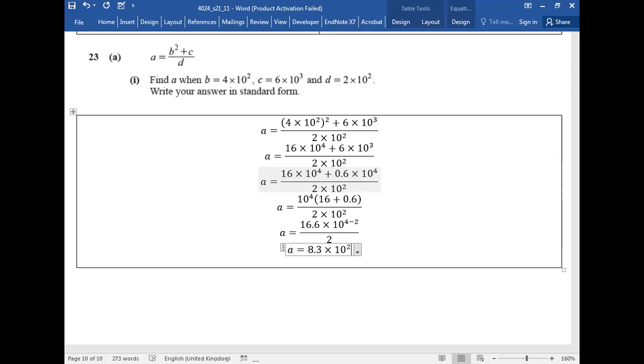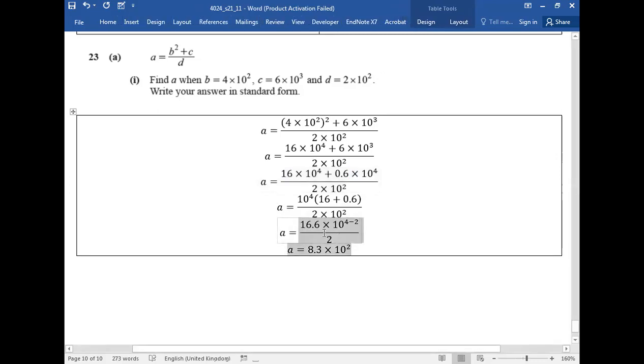You leave your answer. Doesn't matter. Obviously, you must have had to convert it later. I'll show that method as well. Don't worry.